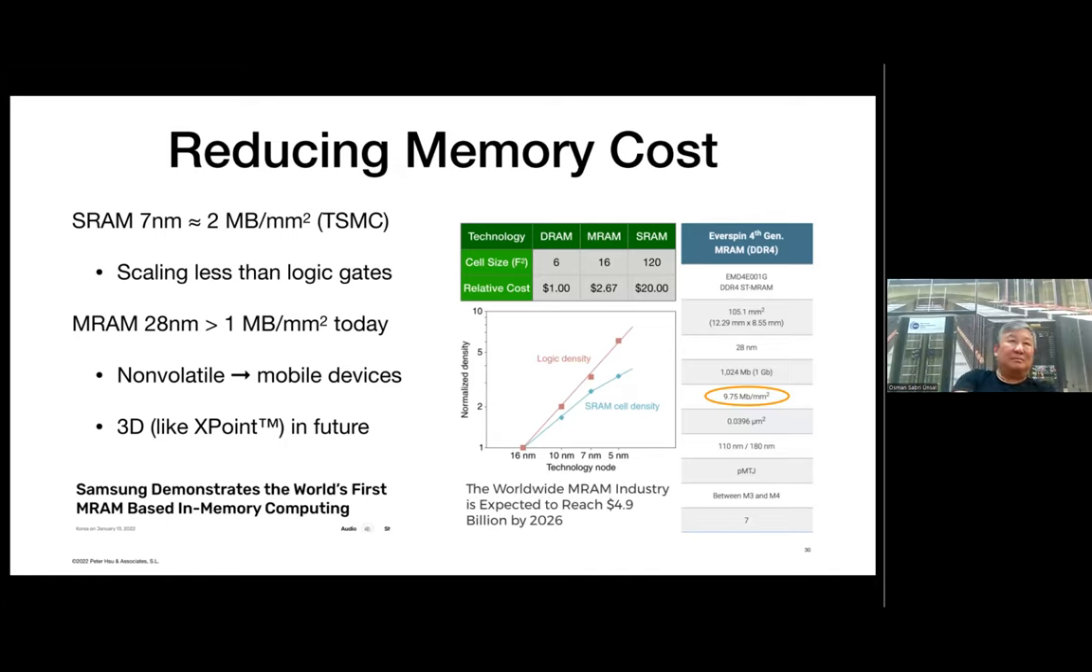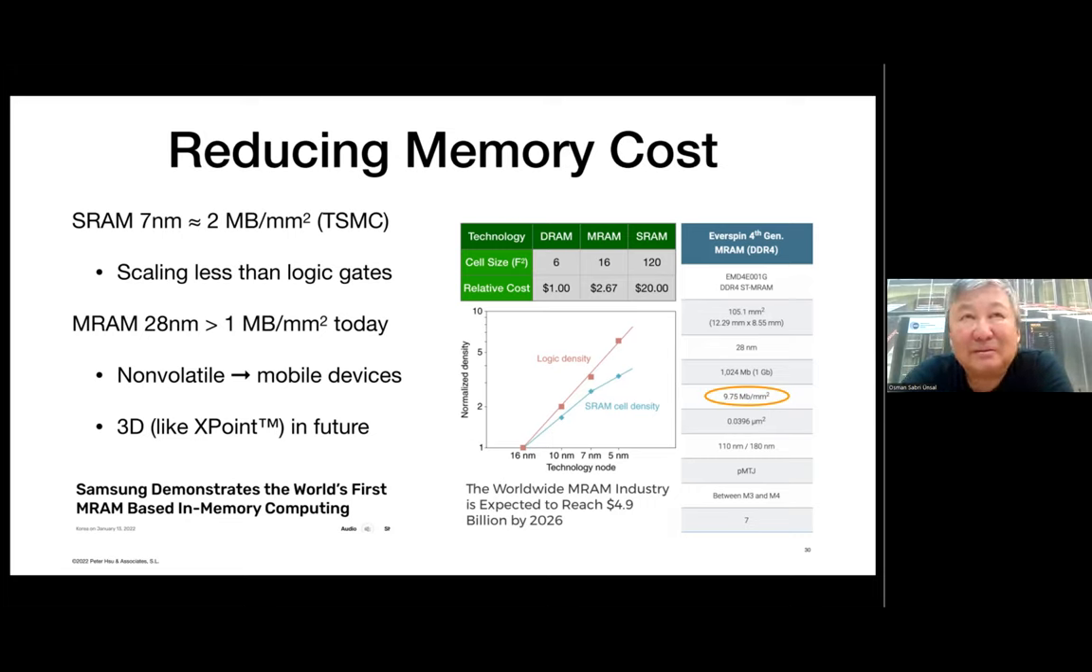And it has great potential for reducing the SRAM cost, because the 7-nanometer SRAM is about, as I said before, 2 megabytes per square millimeter. And it's not getting much better over time because SRAM is not scaling the way logic gates are scaling. So when you go to 5-nanometer, it doesn't get twice as much; it gets a little bit more. On the other hand, this MRAM, even in 28-nanometer, they are already shipping products better than 1 megabyte per square millimeter today, shown on the right by this company called Everspin.